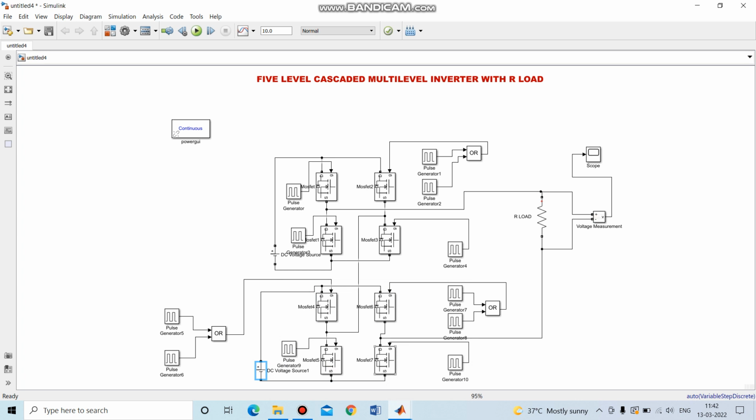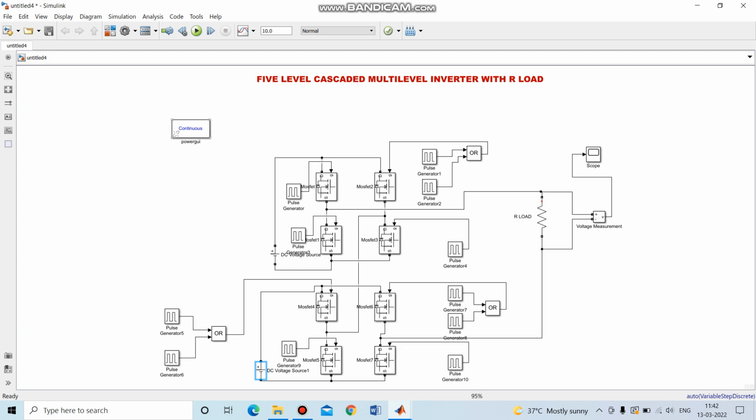In this 5-level cascaded multi-level inverter, we can see the output waveform will have 5 level steps. It starts from 0, 100 volt, 200 volt, 100 volt, 0, then minus 100 volt, minus 200, then again 0. The sequence continuously takes place like this, so we switch the switches in this manner. So this is the simulation diagram of a 5-level cascaded multi-level inverter.